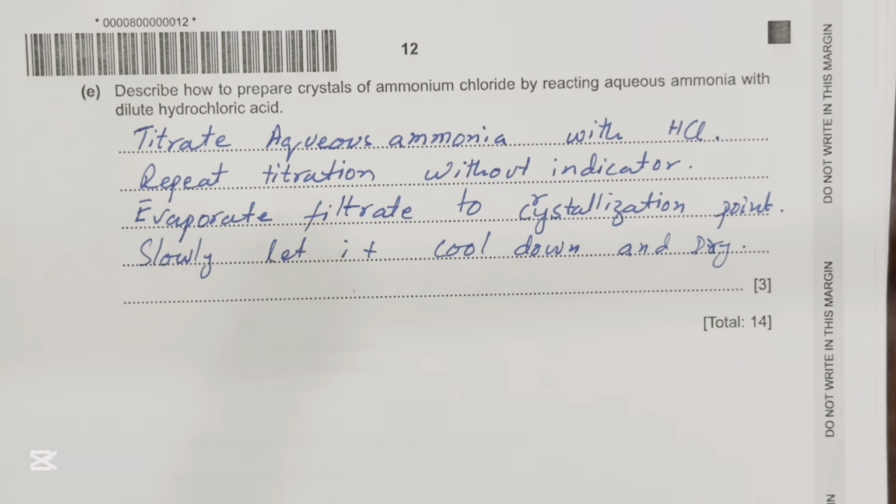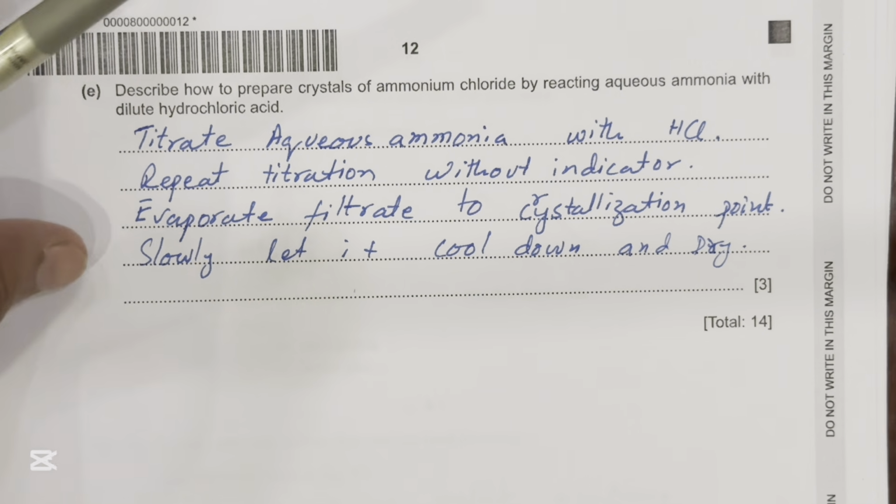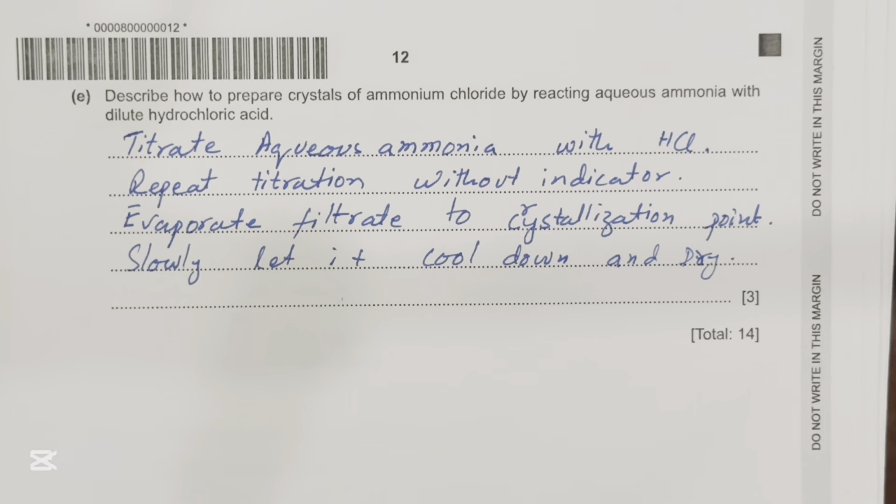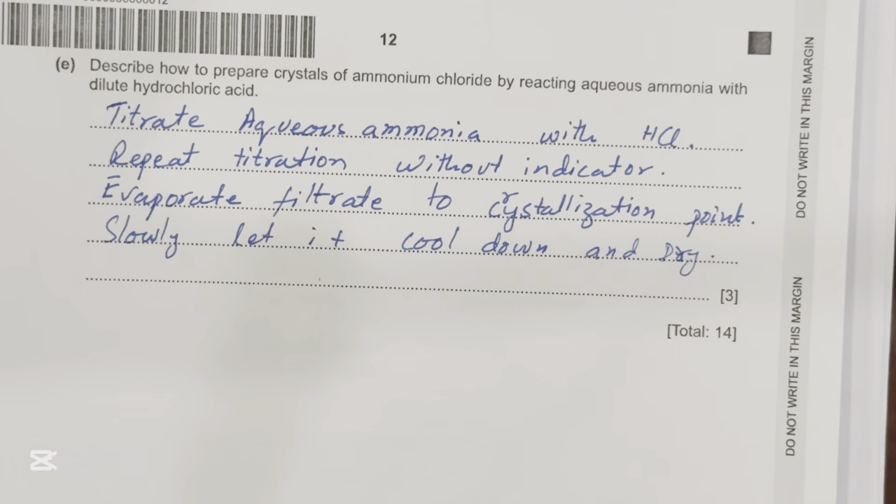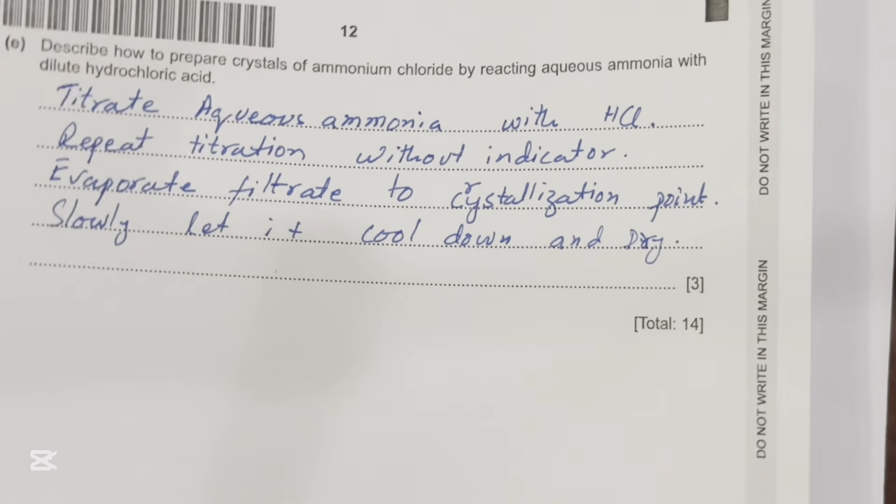Moving to part E, describe how to prepare crystals of ammonium chloride by reacting aqueous ammonia with dilute hydrochloric acid. This is the formation of a salt. Titrate aqueous ammonia with HCl, an acid-base titration. Repeat the titration without indicator. Evaporate the filtrate to the crystallization point, slowly let it cool down and dry the crystals. So this is how you complete the experiment. So these are the 4 steps, and you need to write them. If any 3 steps are written, we consider it full for 3 marks.